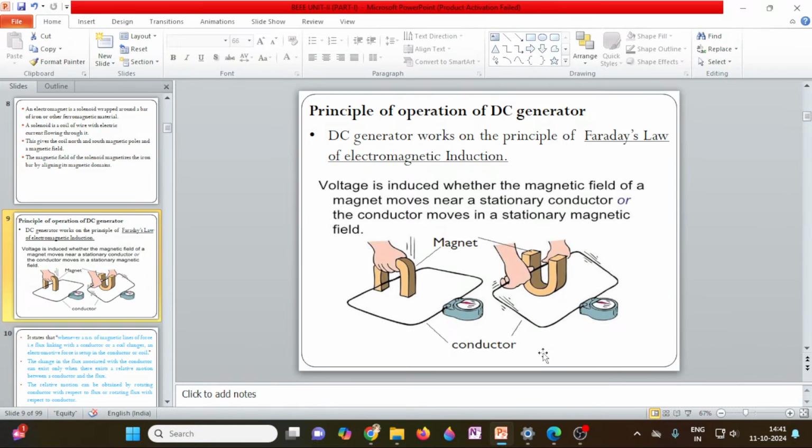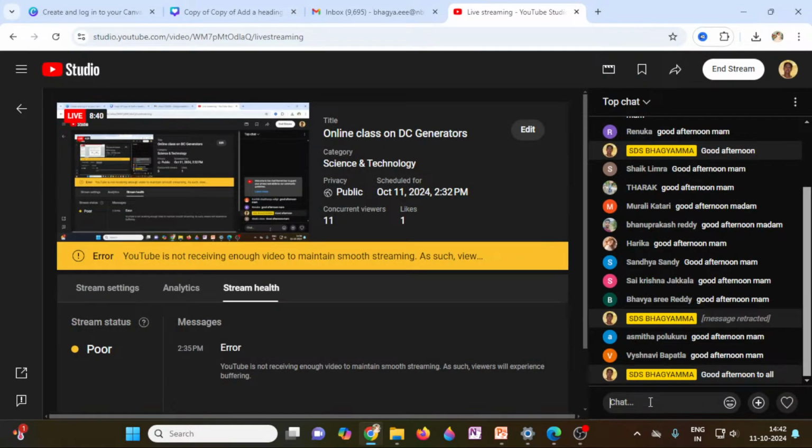Okay, principle of operation of DC generator. So, am I audible? Am I audible?